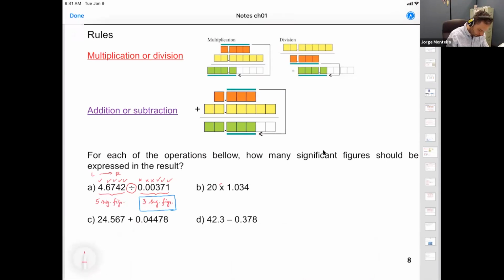Second example, we have here a multiplication. So we are going to follow the same rule. Let's start counting the number of sig figs. Always start left and move towards the right. First digit is 2, so that's a sig fig. After the 2, we have a 0, so that's not a significant figure. Okay, so therefore 20 has only one sig figure.